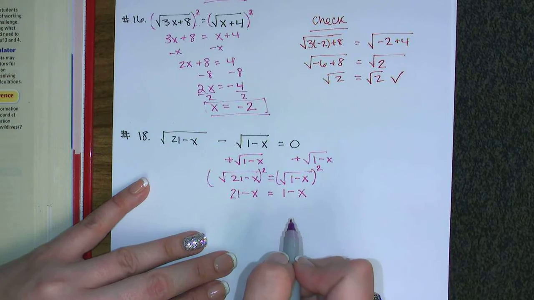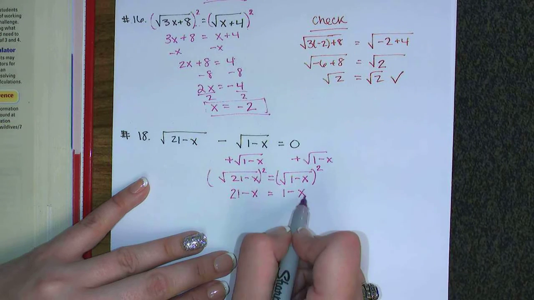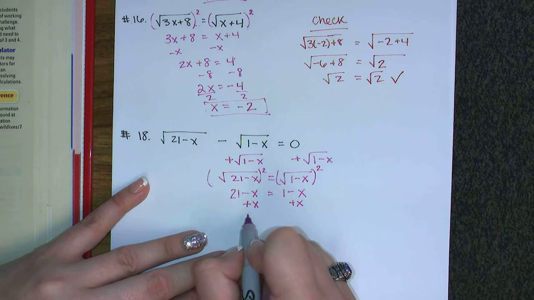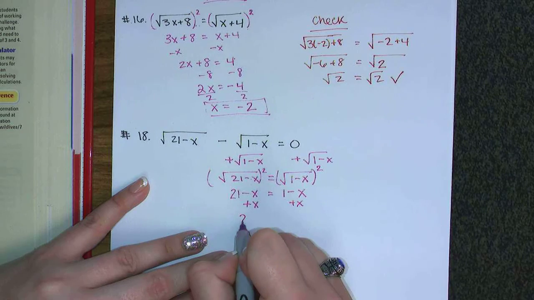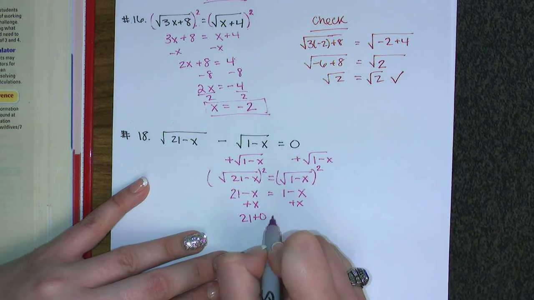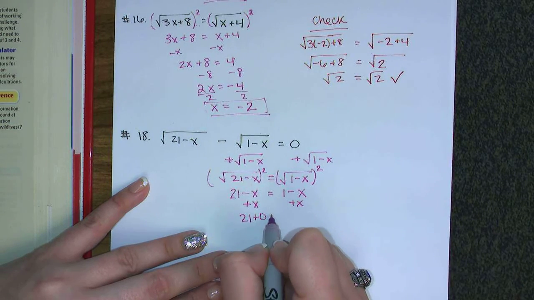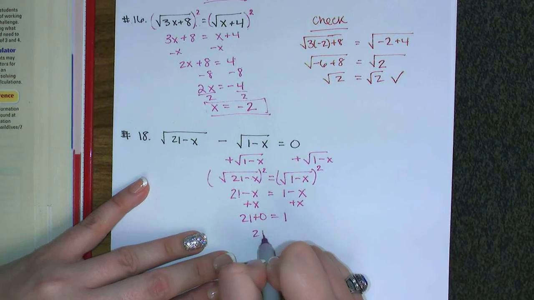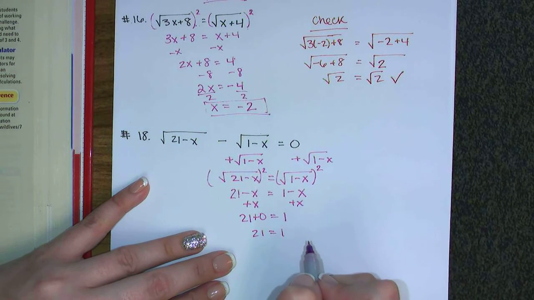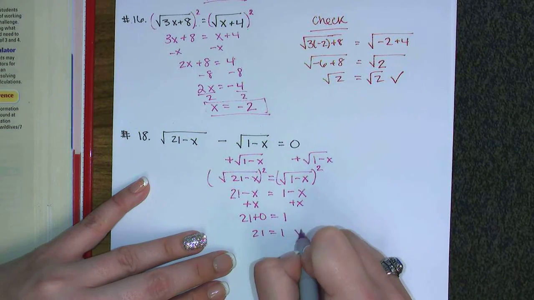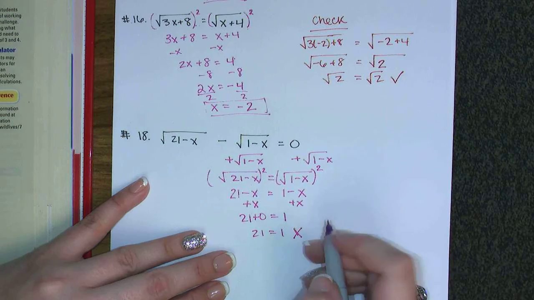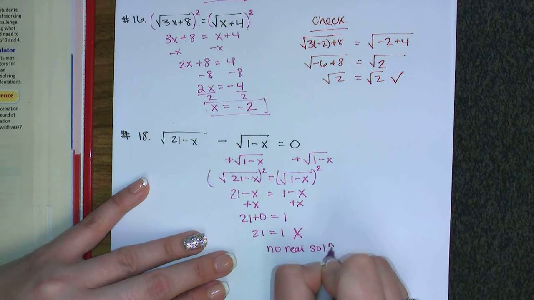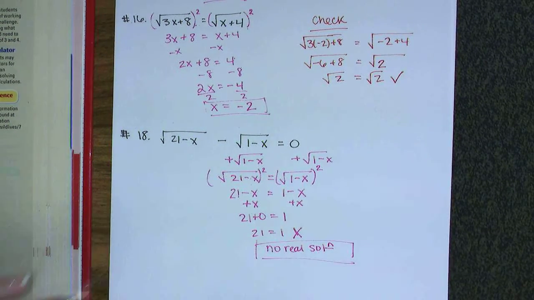Now I want to get my x's on one side, so I'm going to add this x over here. That gives me 21 plus 0, because negative x plus x is 0, is equal to 1, and the x is gone on that side. So now all of a sudden I have 21 is equal to 1, which I think you know is not true. I have no x's left. So that's not true. We don't even have to check it. We can immediately say no real solution. Okay, and that's all you have to do for that one.